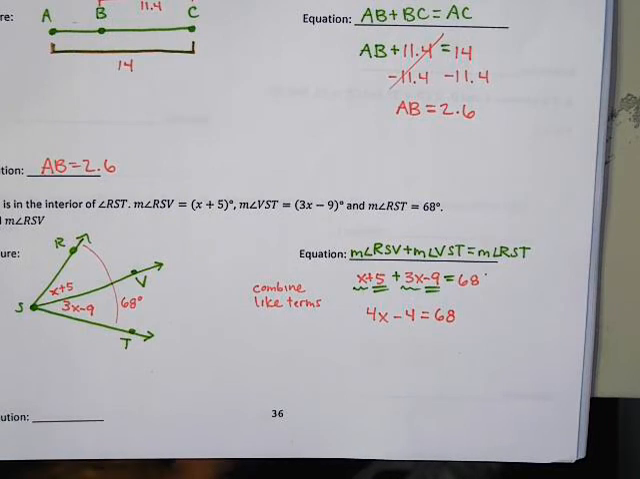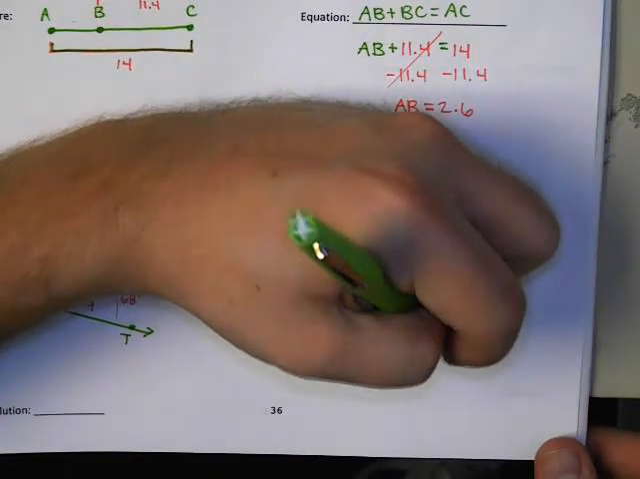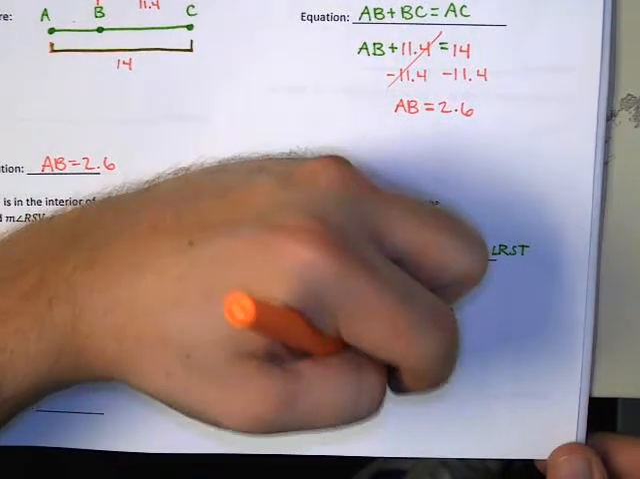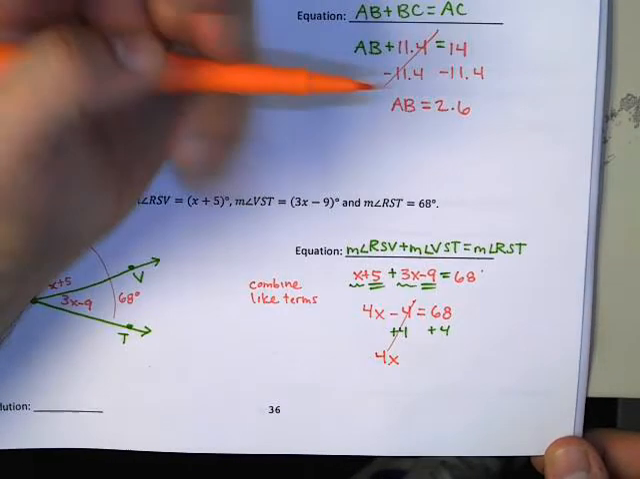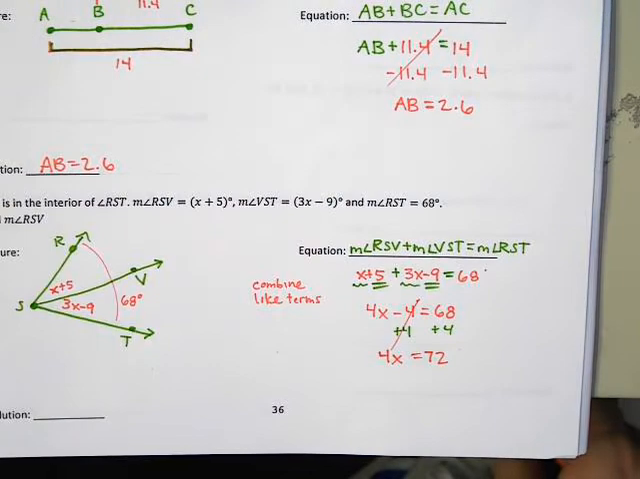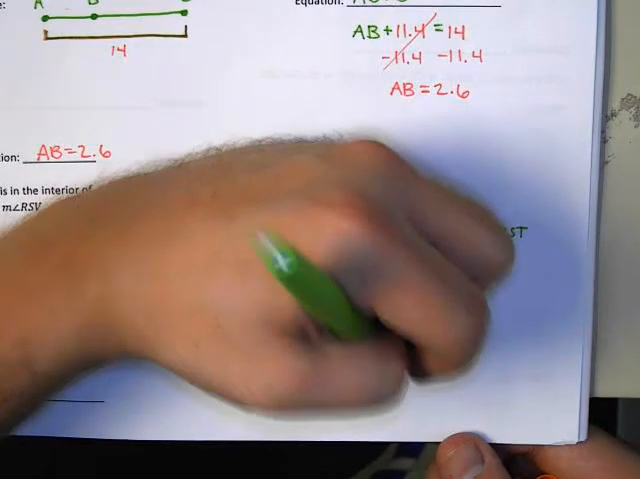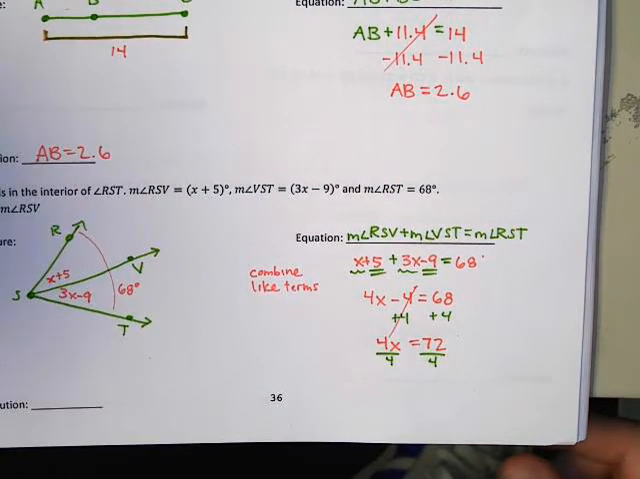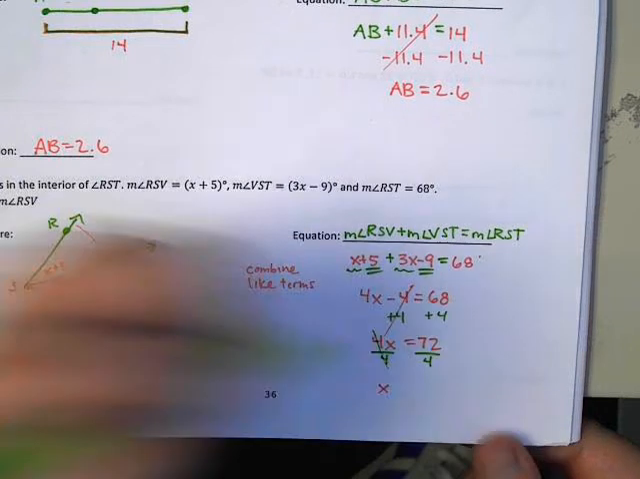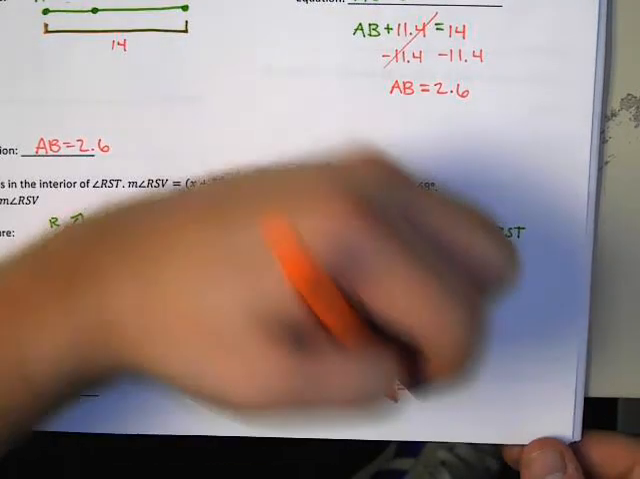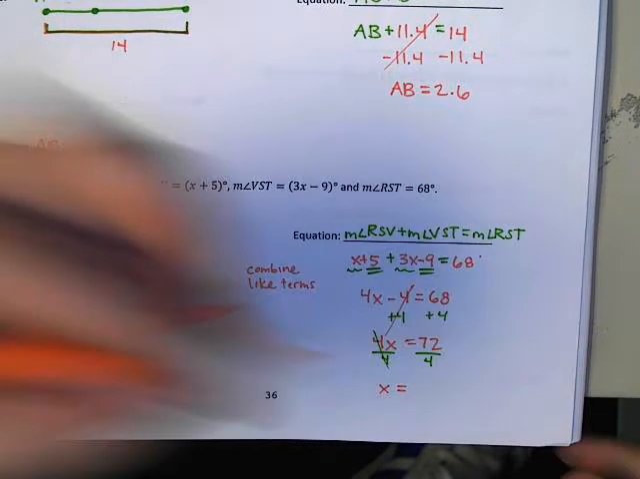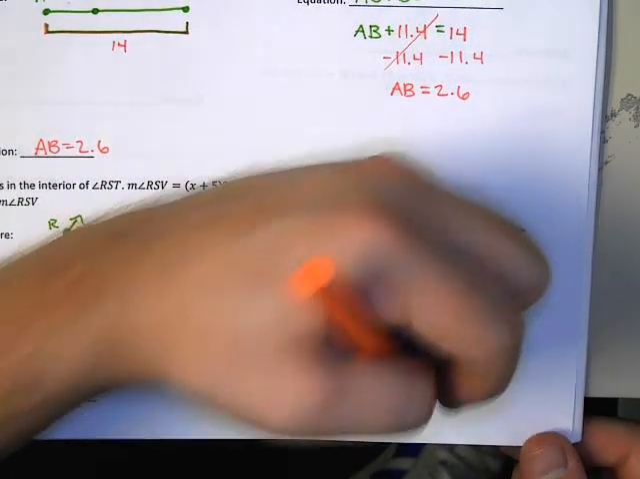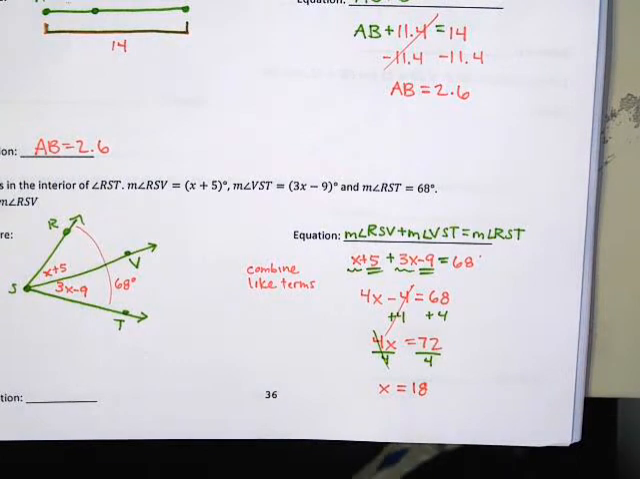Now it looks like we have a two-step equation. The first thing I need to do is get my variable term alone, which means I need to add 4 and add 4. So 4x, these cancel, and I get 72. Now we divide by 4 and divide by 4. These cancel, and that should give us, I want to say 18? Yeah, 18. Of course, you're more than welcome to use a calculator, but x is equal to 18.